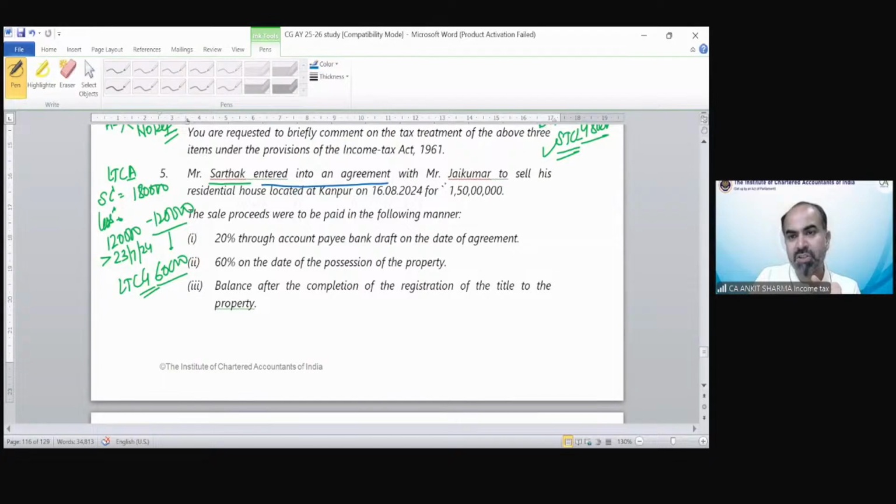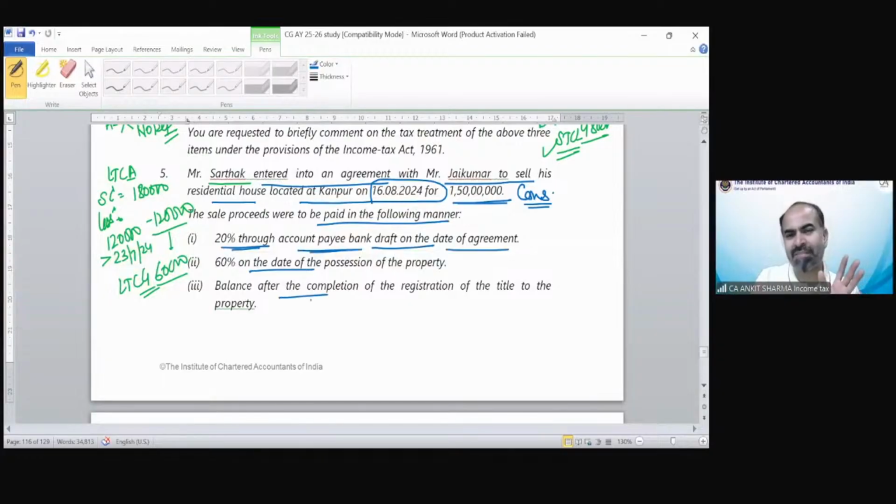entered into an agreement with Mr. Jaikumar to sell his residential house located at Kanpur on 16th August 2024 for 1 crore 50 lakh rupees. So this is called consideration, actual consideration. Okay? The sale proceeds were to be paid in the following manner: 20% through account payee bank draft on the date of agreement, 60% on the date of possession, balance after completion. So because payment has been transferred at the time of agreement via account payee cheque, that means the stamp duty value we need to take on 16th August 2024. It has been done on or after 23rd of July.